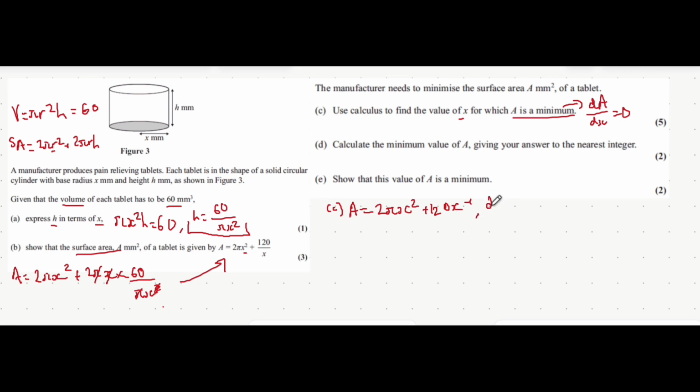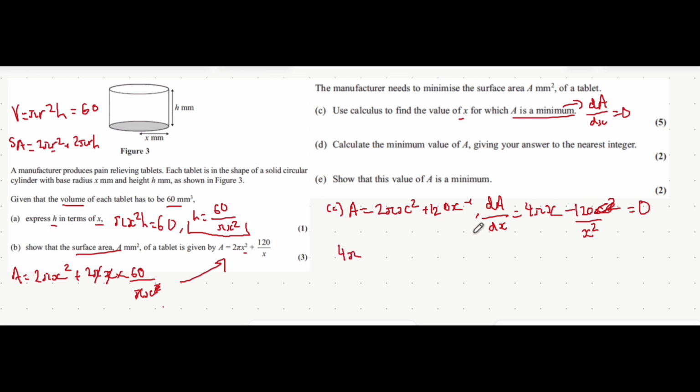This makes it easy for us to differentiate because, well, x squared differentiates to 2x, and 2 pi multiplied by 2x is 4 pi x. 120 times minus 1 is minus 120. Put the x there and subtract 1 from the power. Minus 1 take away 1 is minus 2. And we want to find where this dA/dx is equal to 0. In order to solve this, I'm going to write x to the minus 2 as if we were dividing by x squared. Once you've done that, you can multiply every term by x squared to put it in an easier format to solve.